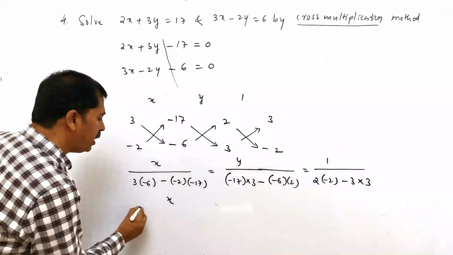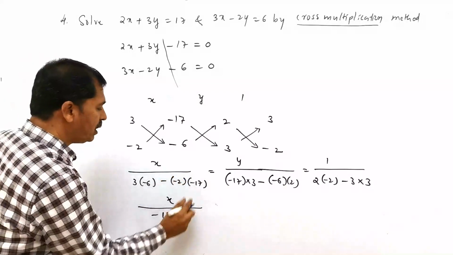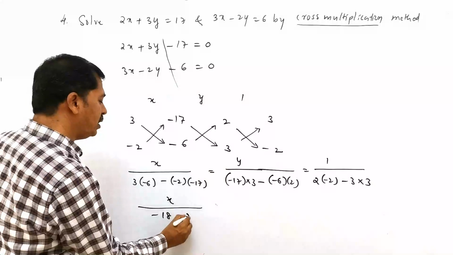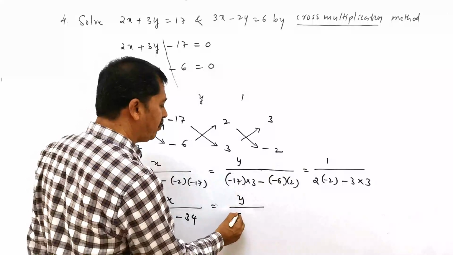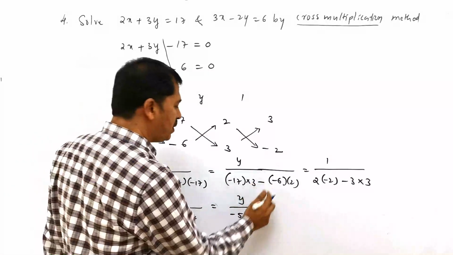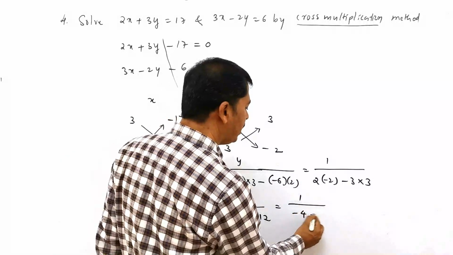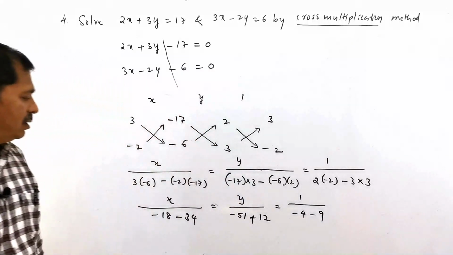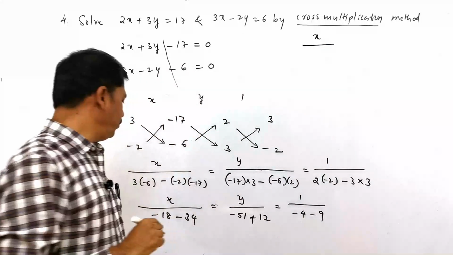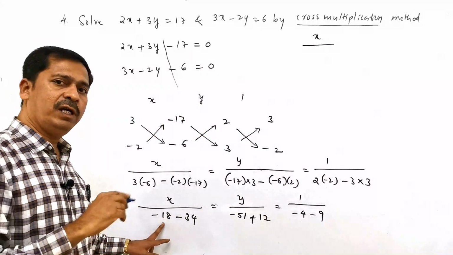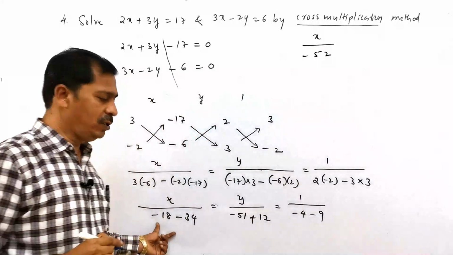So x over minus 18, minus into minus plus, plus into minus, minus 17 2s are 34. This is equal to y over, 17 3s are 51, minus 51, minus into minus plus, 6 2s are 12. So this is 1 over minus 4 and then minus 9 you can write. So further, x divided by, please concentrate here, minus 18 and minus 34 gives minus 52. You have to add because they have the same sign.